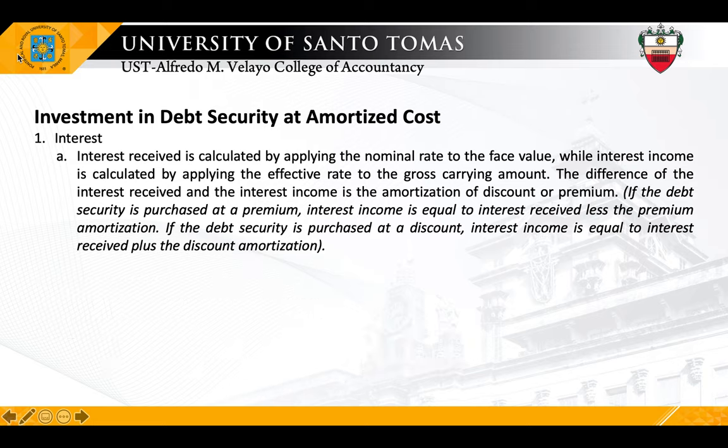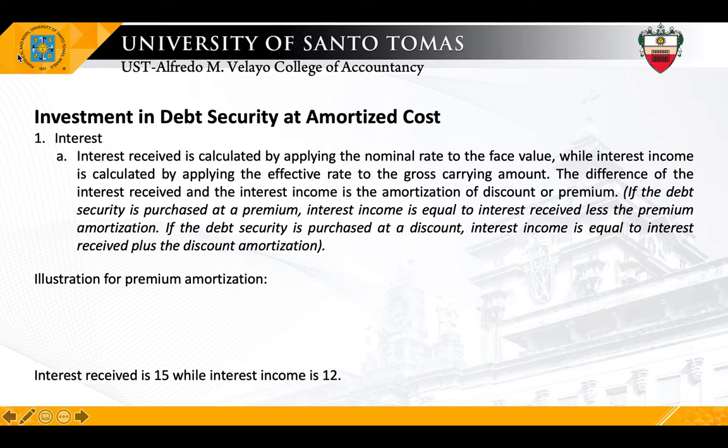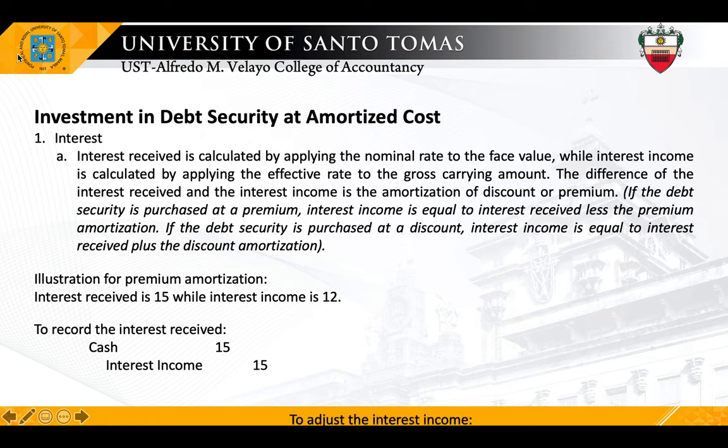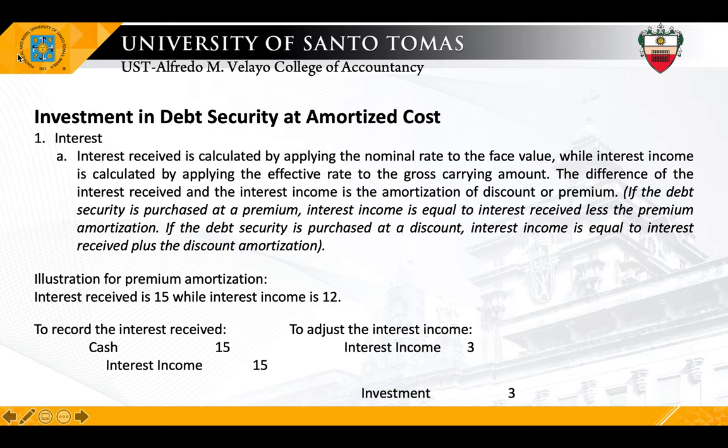Yung isa naman, illustration 4, premium amortization. So, interest received, for example, is 15 while interest income is 12. So, to record the interest received, we have cash 15 and interest income 15. Pero ano daw dapat ang interest income? Only 12. So, to adjust the interest income, we amortize the premium. So, debit interest income by 3 pesos. So, liliit ang interest income and credit investment account by 3 pesos.